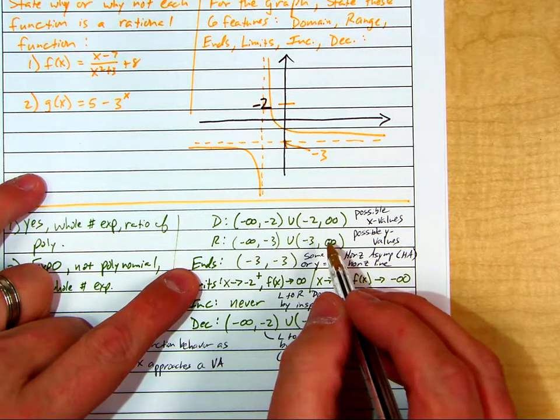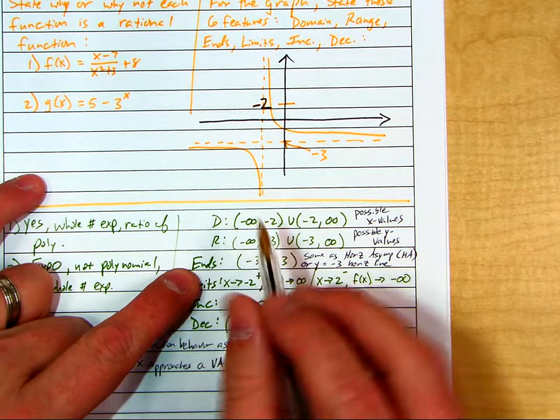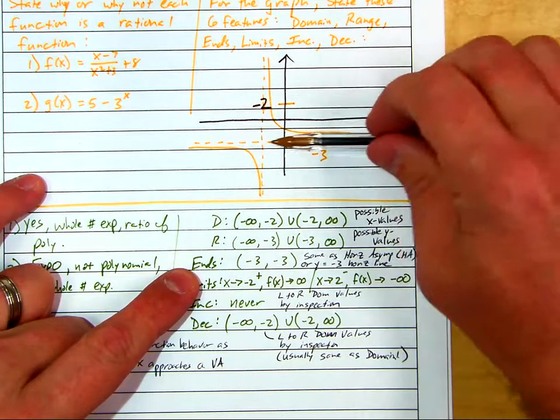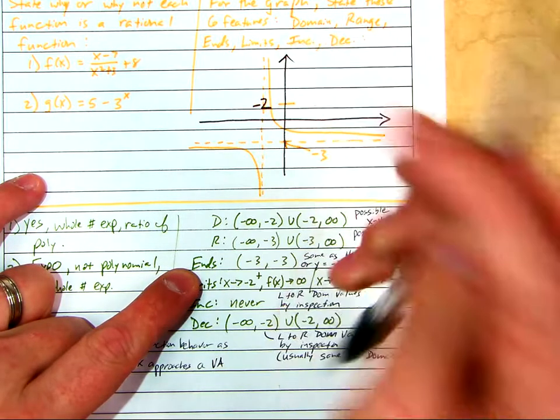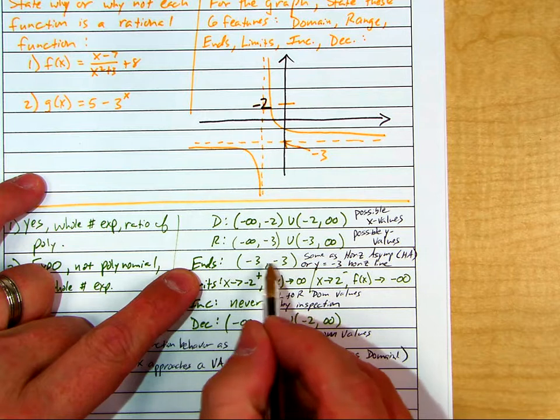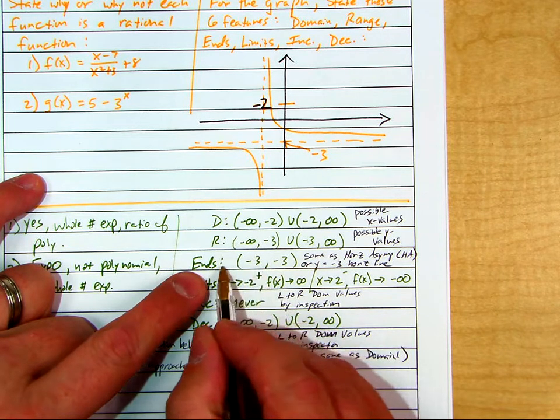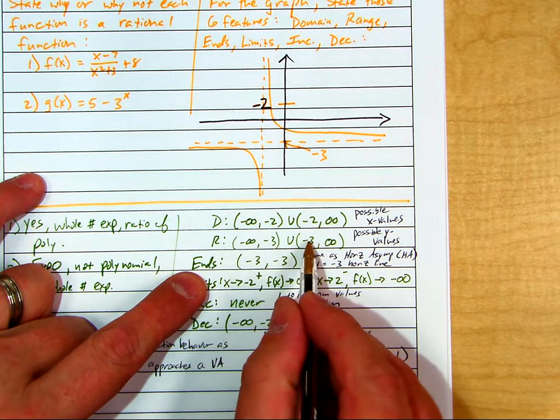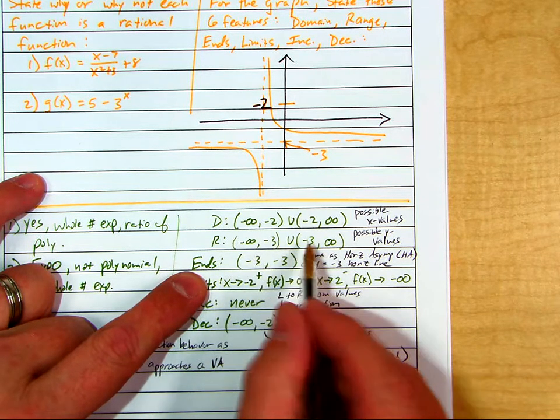Now the end behavior, it's not up or down now. The end behavior as x approaches negative infinity is going to be right here, this horizontal line, y equals negative 3. And you can also say, to demonstrate mastery, that the ends are the same as the horizontal asymptote, which is where that breakpoint is.